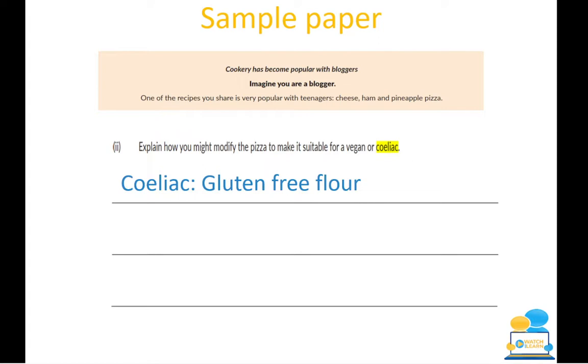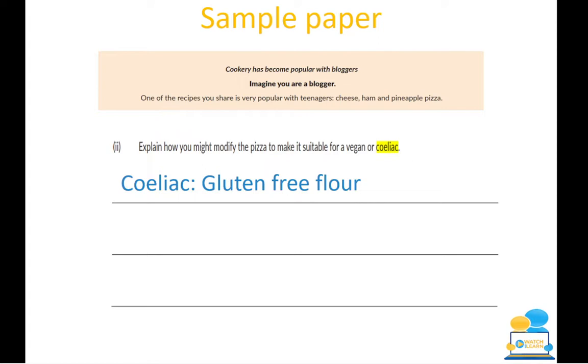Modify means to change. So that would be a keyword that I would be underlining. Explain means I need detail, so I need to write full sentences. What I've written there wouldn't get full marks as a full sentence, but you are going to write full sentences. Now, we could choose a vegan, which means you do not consume any meat products, or celiac. For today, because we're looking at celiacs, we are just going to answer the question on a celiac. A celiac means that they cannot consume the protein gluten.